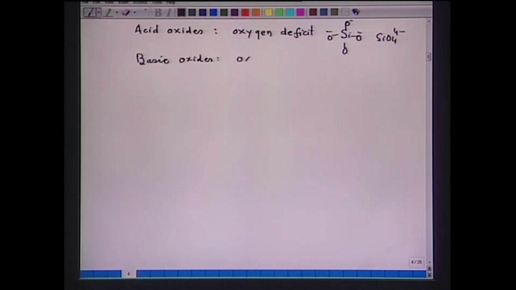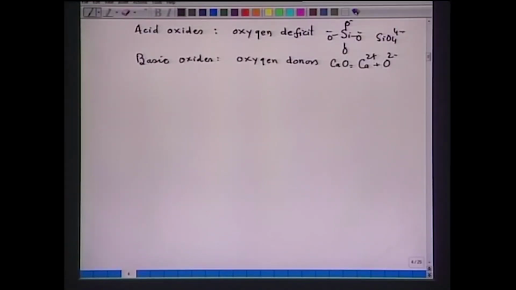They are oxygen donors. For example, if I take calcium oxide, it will give me Ca2+ and O2-. So, Ca2+ does not form a complex like SiO4 4-. So, basic oxides are oxygen donors, and these O2- ions can move freely into the melt.